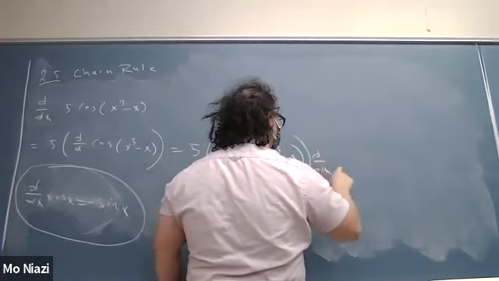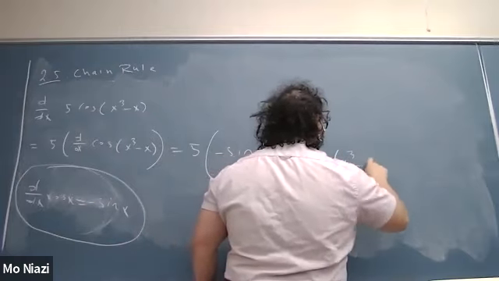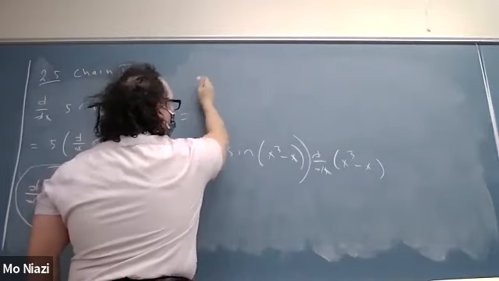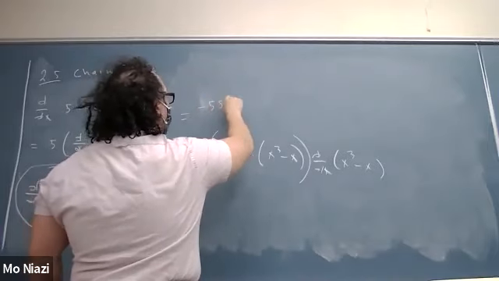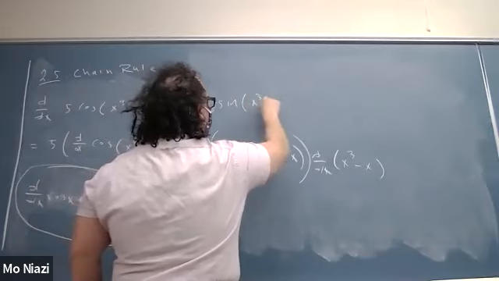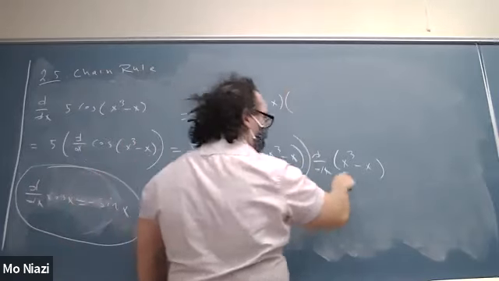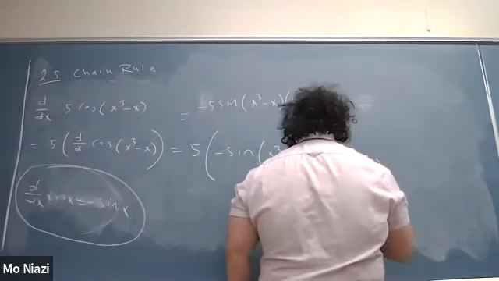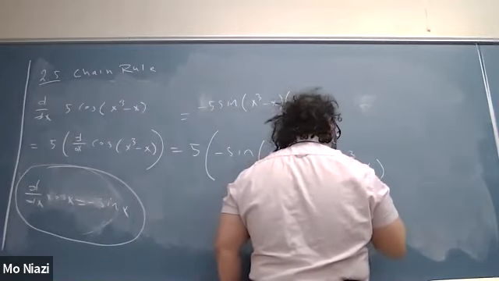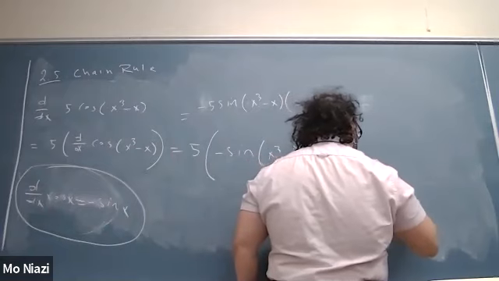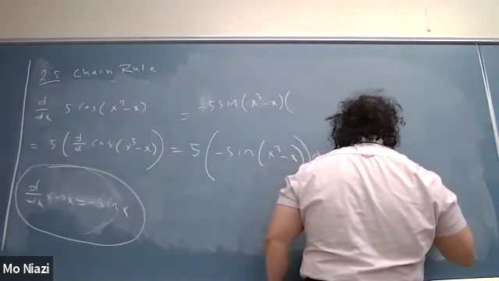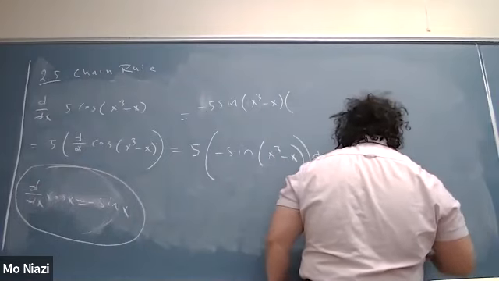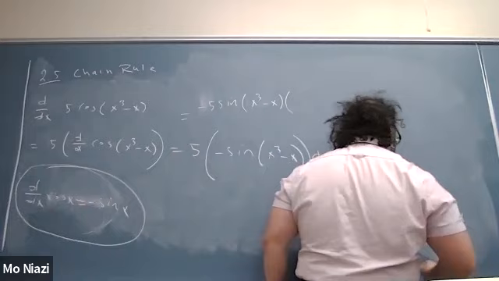Times d dx of the inside function. So this becomes negative 5 sine of x cubed minus x times the power rule. Remember, d dx of x cubed minus x is the same thing as d dx of x cubed minus d dx of x. So this becomes 3x squared minus a 1.